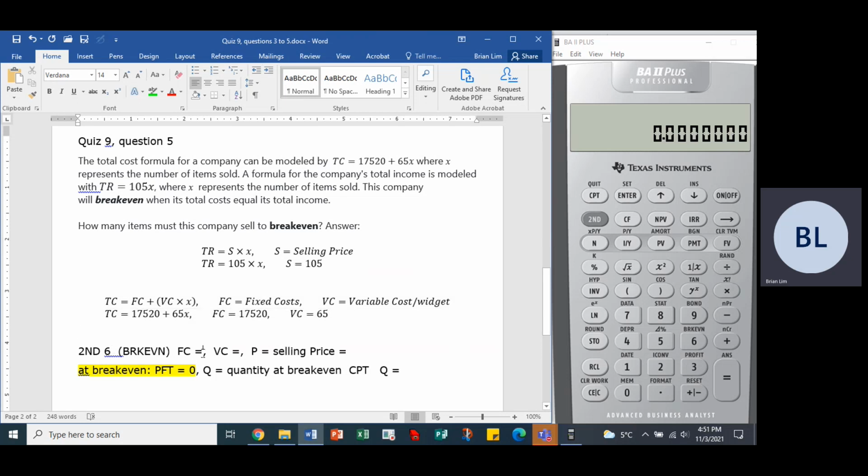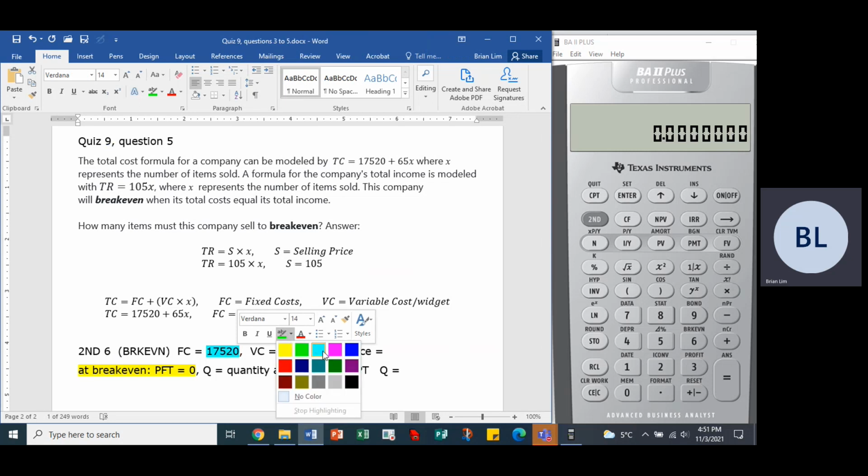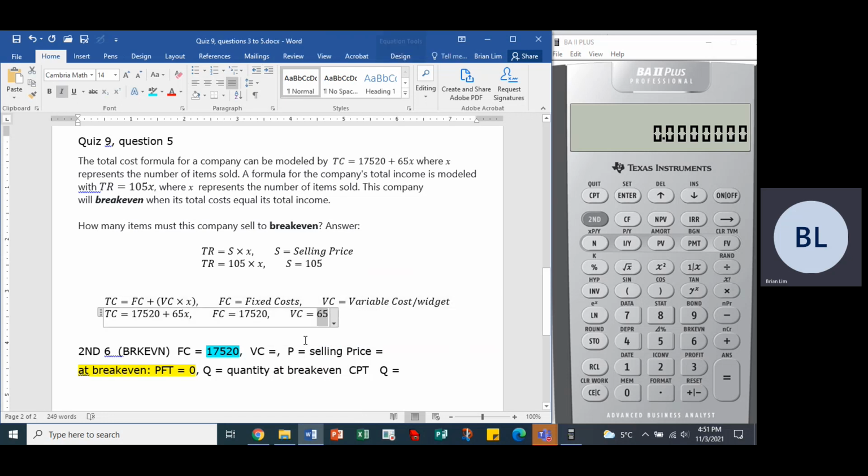The fixed cost, let's put the numbers in. The fixed cost is 17520, right up here, so that's the number I'm putting in here. If you wish, you could highlight it or use a different color. The variable cost is which one? It's right here, this is the 65 that we will put down here.